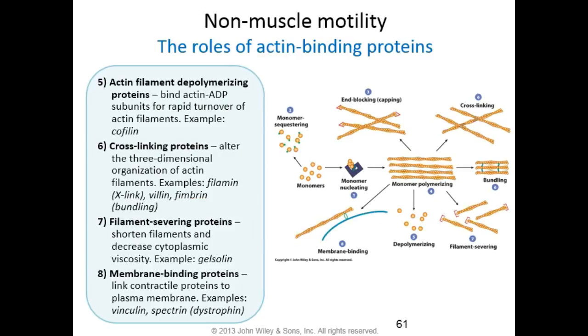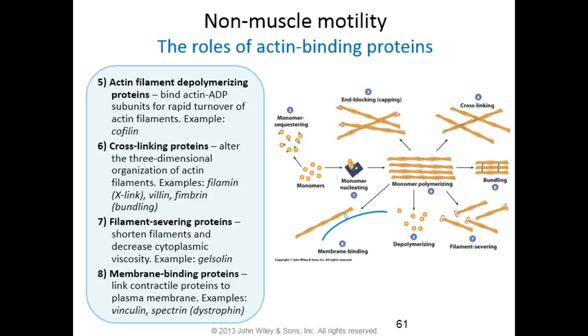Number 5, actin filament depolymerization proteins that bind actin ADP subunits for rapid turnover of filaments. An example is cofilin. Cofilin has 2 apparent activities. It can fragment actin filaments, and it can promote their depolymerization into monomers. They play a role in rapid turnover of active filaments at sites of dynamic changes in the cytoskeleton structure. They're essential for cell locomotion, phagocytosis, and cytokinesis.